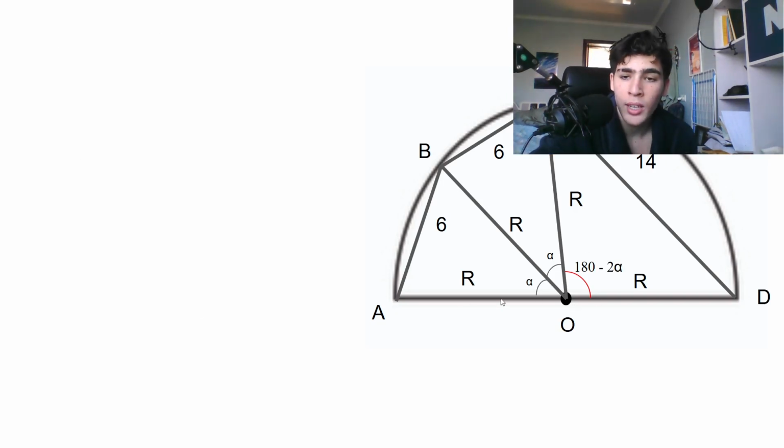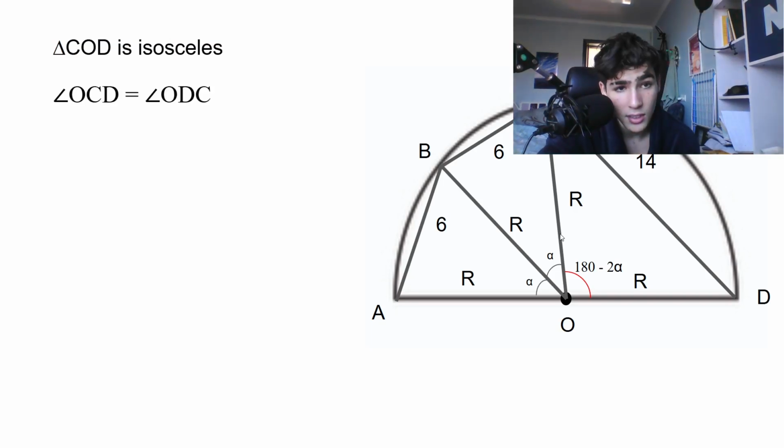Another thing I can realize is that triangle OCD is an isosceles triangle. This is because this side equals this side, and if two sides are congruent in a triangle, then it is isosceles. COD is isosceles, and it turns out that angle OCD is equal to angle ODC because they are the base angles, and we can find what these angles are.